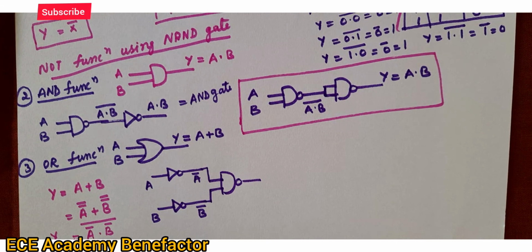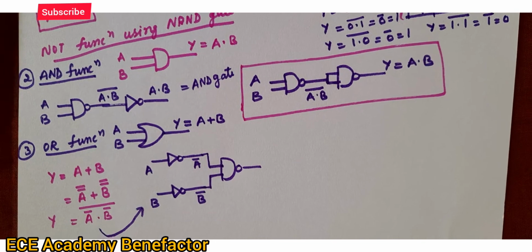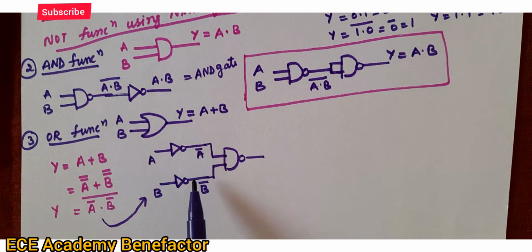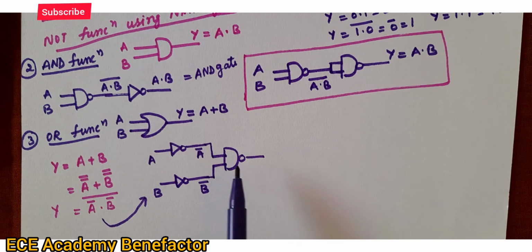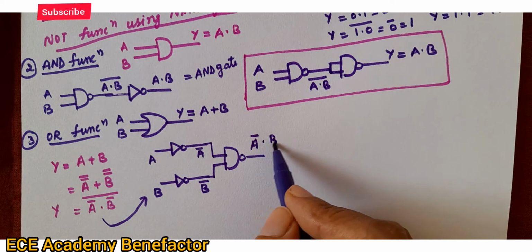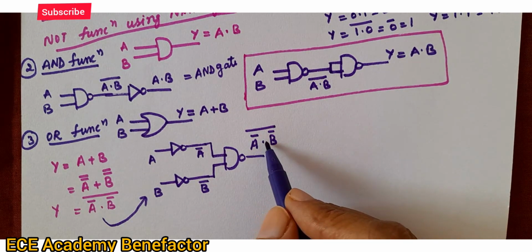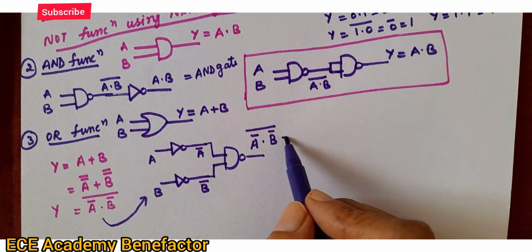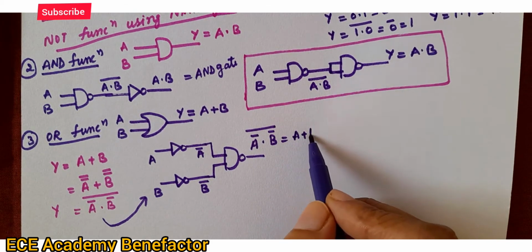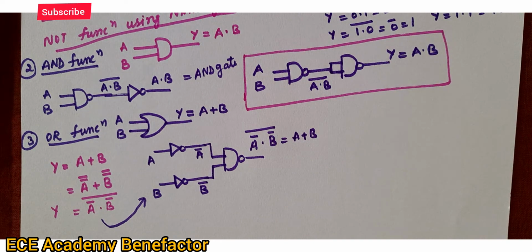Okay, so from this expression we have drawn this diagram. A bar, b bar we got, and then given it to a NAND gate. So what we are getting here is a bar dot b bar the whole bar. What is this a bar dot b bar the whole bar? It is equal to a plus b, which is an OR function. But we have to use only NAND gates.